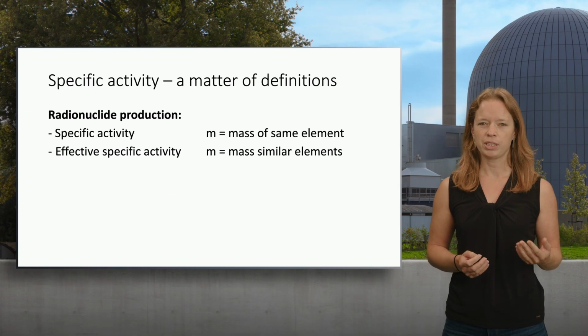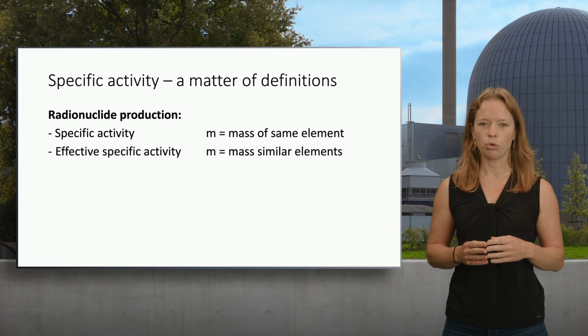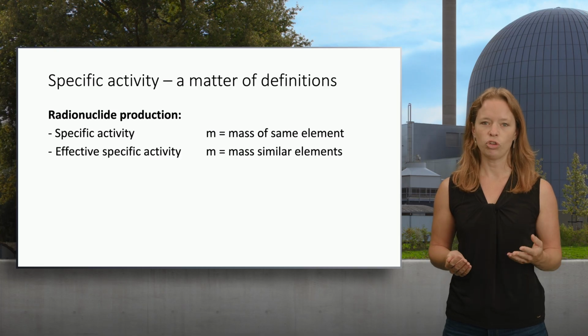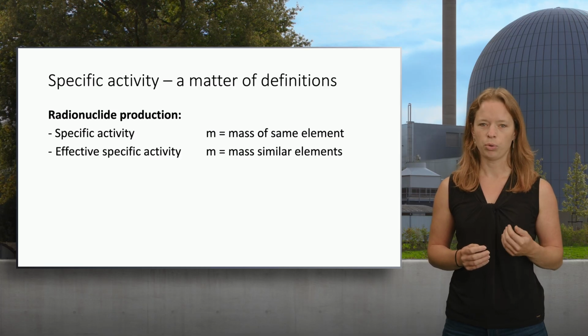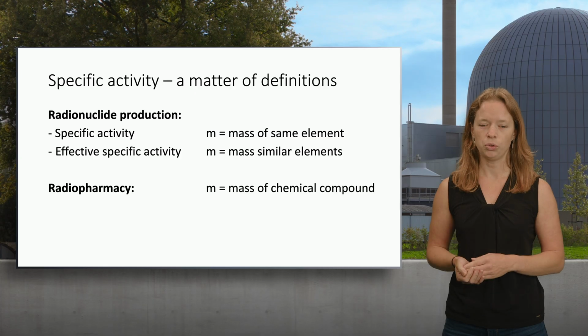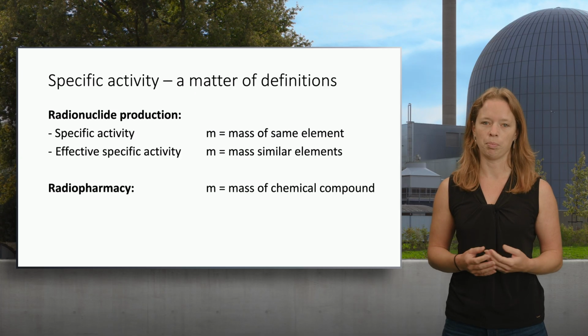The definitions of specific activity that I've introduced are from a radionuclide producer's point of view. It's good to be aware that although the concept of specific activity exists in different fields, the definitions behind them can vary a lot, resulting in very different specific activities for one and the same sample. We have covered the two definitions used in radionuclide production. But when you talk to colleagues in the radiopharmaceutical community, they divide the activity by the mass of the entire chemical compound, rather than just the element.